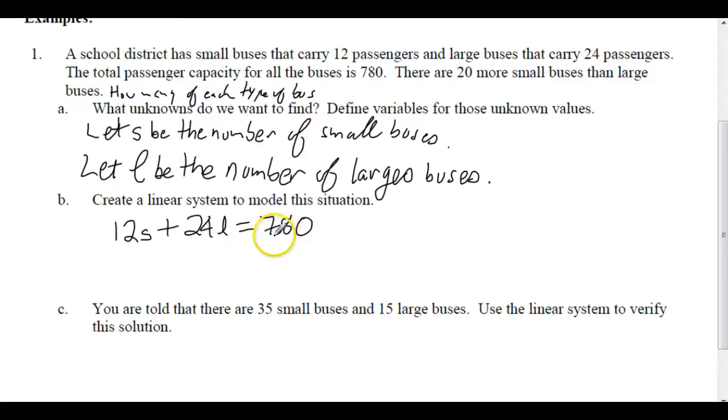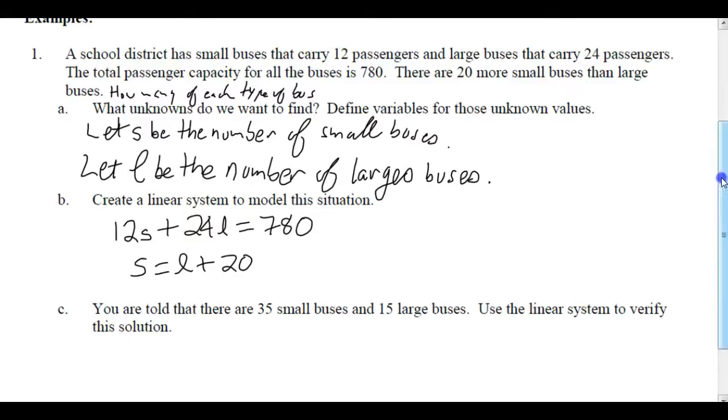There are 20 more small buses than large buses. So the number of small buses, there are 20 more of them than large. So we're going to take the large and add 20. And sometimes when you're figuring out your equations, you always want to go back to the wording and just see if that makes sense. Like if you said, if there are 10 large buses, then how many small buses? Well, there are 20 more, so there will be 30. So if I put a 10 in for L, I get a 30 out for S. Just a way to verify that you, in fact, set this up correctly.